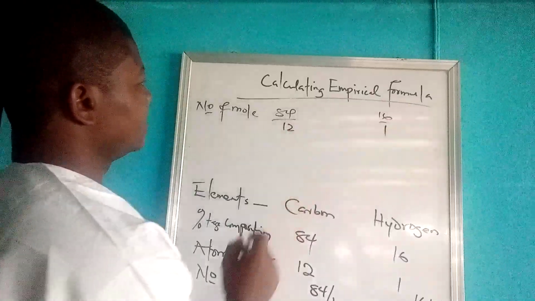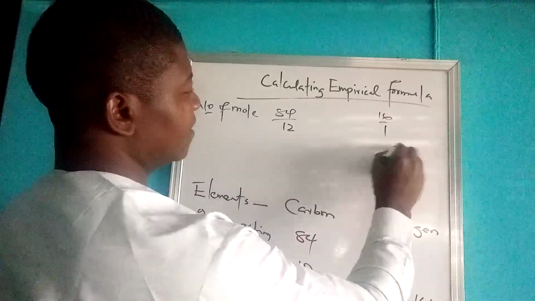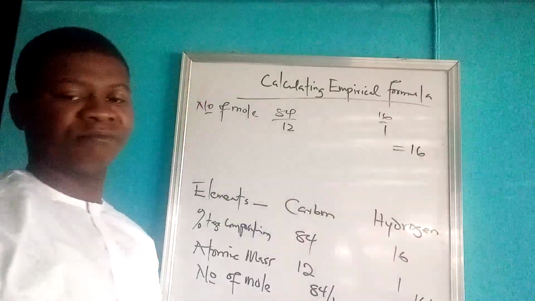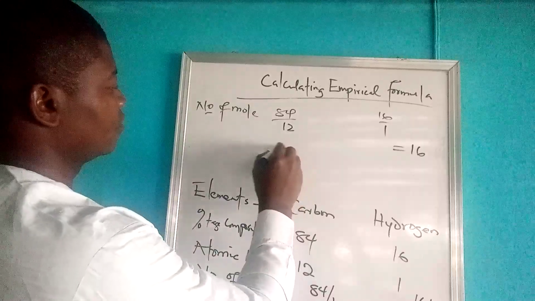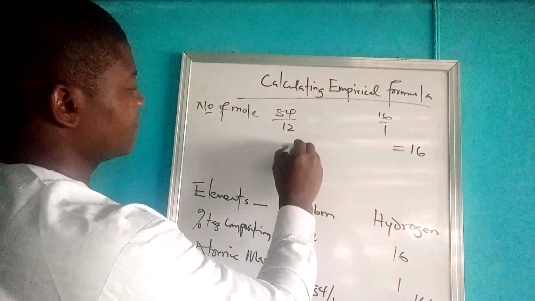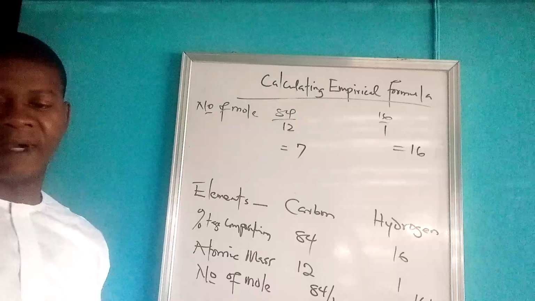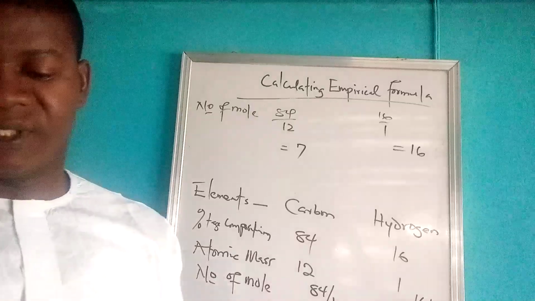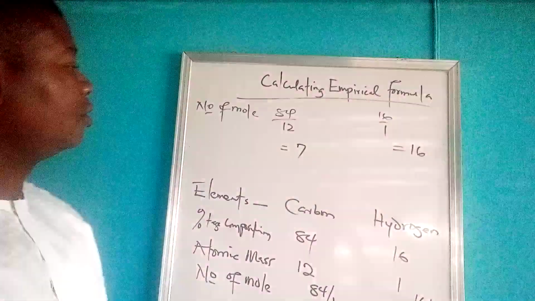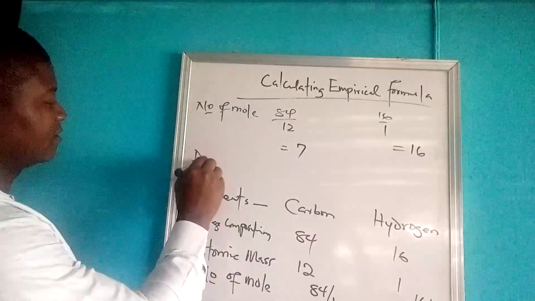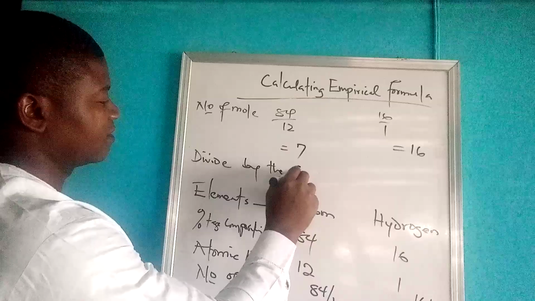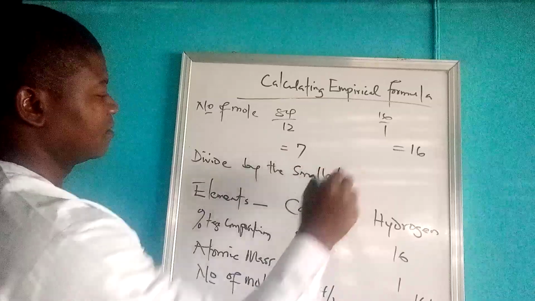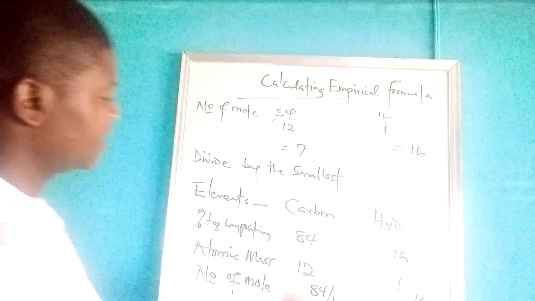So if you divide this, definitely this is going to give you 7, and this is going to give you 16. So what do we do? We divide by the smallest of it.